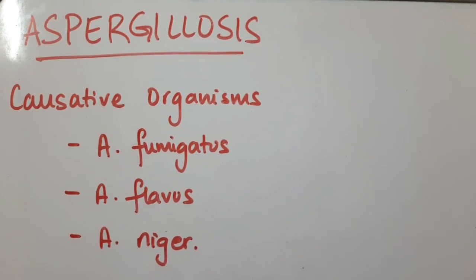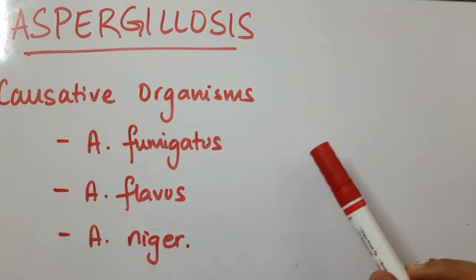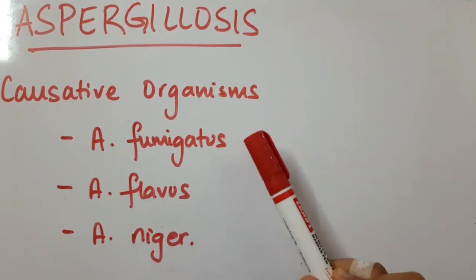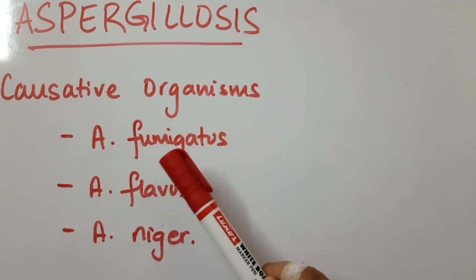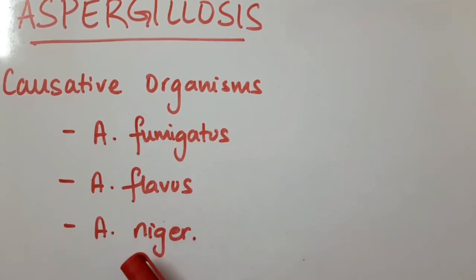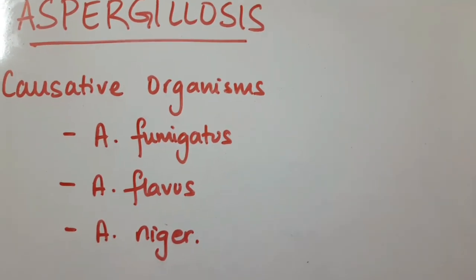Hello everyone. In this video, we will talk about the fungal infection Aspergillosis. The causative organisms for this fungal infection are the Aspergillus species, namely Aspergillus fumigatus, Aspergillus flavus, and Aspergillus niger, with Aspergillus fumigatus being the most common.